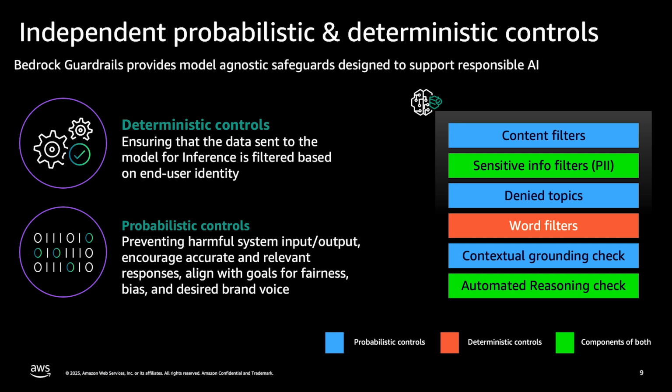In this case, these are built off probabilistic safeguards. Examples of these are prompt engineering or some checks with Bedrock Guardrails that are designed much more for language tasks. And you can also have a combination of both deterministic and probabilistic. An automated reasoning check actually falls into a component of both deterministic and probabilistic controls.